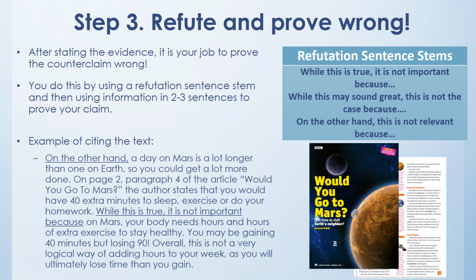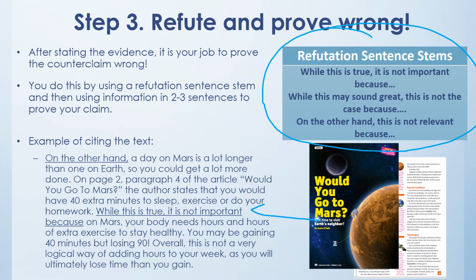Our third step is to refute and prove the other side wrong. After stating the evidence, it is your job to prove the counterclaim wrong. You do this by using a sentence stem, and then explaining in 2 to 3 sentences. Some examples are right over here: while this is true, it is not important because; while this may sound great, this is not the case because; on the other hand, it is not relevant because.